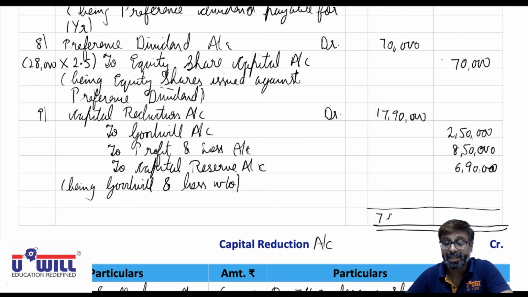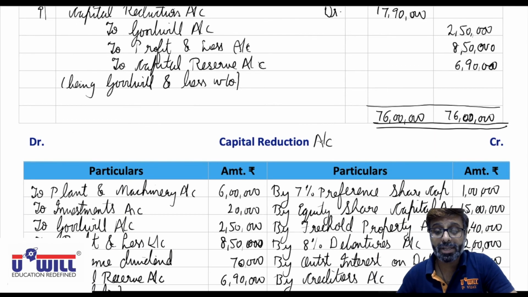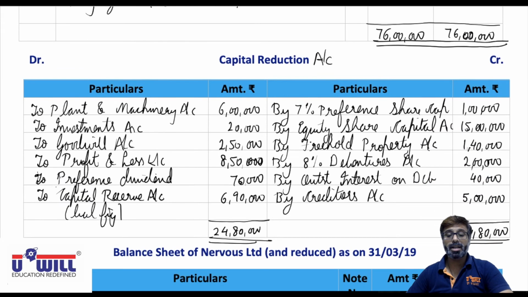Did all of you verify it in the calculator? The total must come to 76 lakhs. Okay, so all of you must be clear with these entries and the posting in the ledger account.